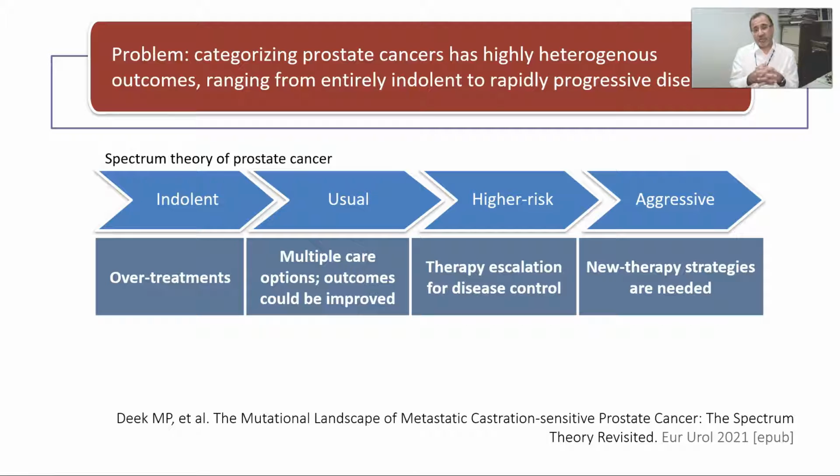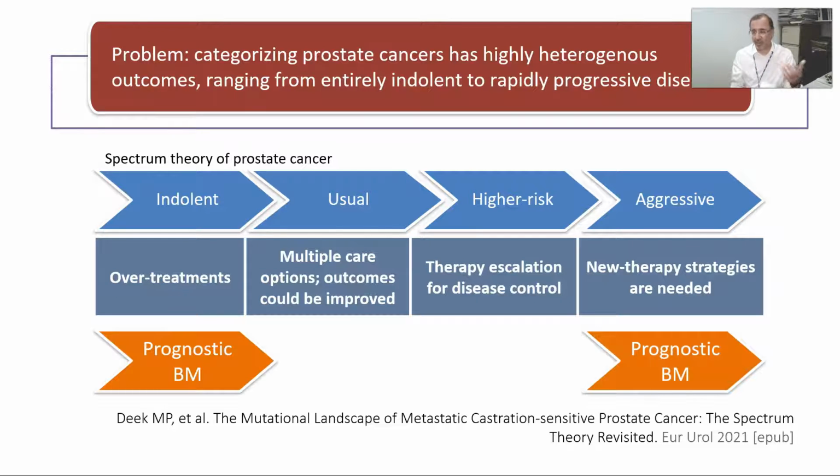So, as I said, we've got this problem of categorizing patients with highly heterogeneous outcomes, and we have the spectrum of disease from the indolent to the highly aggressive. For indolent disease, the problem at the moment is over-treatment. And the type of biomarker we would need for this particular patient would be a prognostic biomarker. If you have highly aggressive disease, you know this patient needs something completely different. And new therapeutic strategies are needed, and so you would need to be able to spot those patients also. So that's a prognostic biomarker.